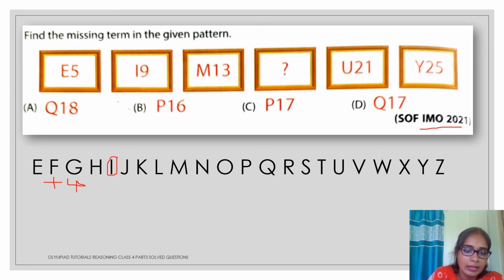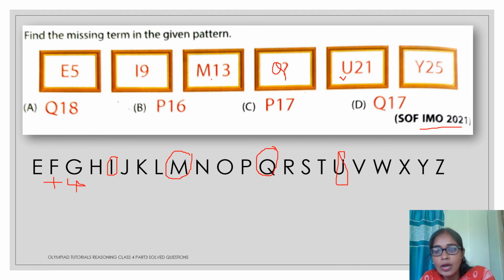So here you have I. From I, if you move on to the fourth alphabet, that is M. In a similar manner, if you move on to the fourth alphabet, that is Q. So we have got the answer. Let's check it from Q again. The fourth alphabet is U in this series. So the answer which we got for the alphabet is Q. But here again you have two options which have Q, that is Q18 and Q17.